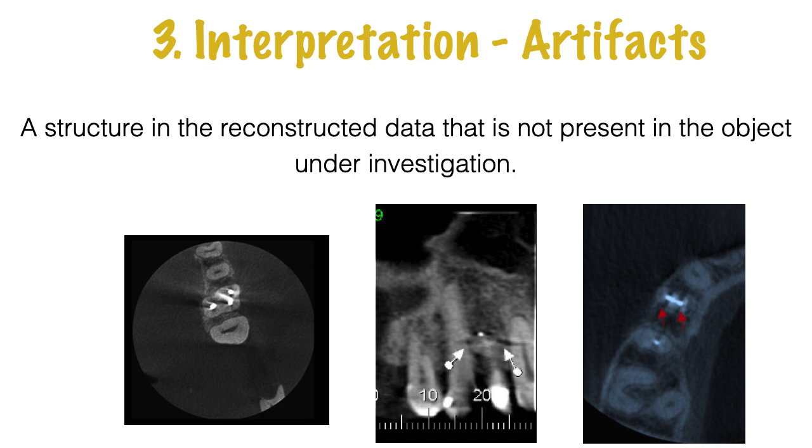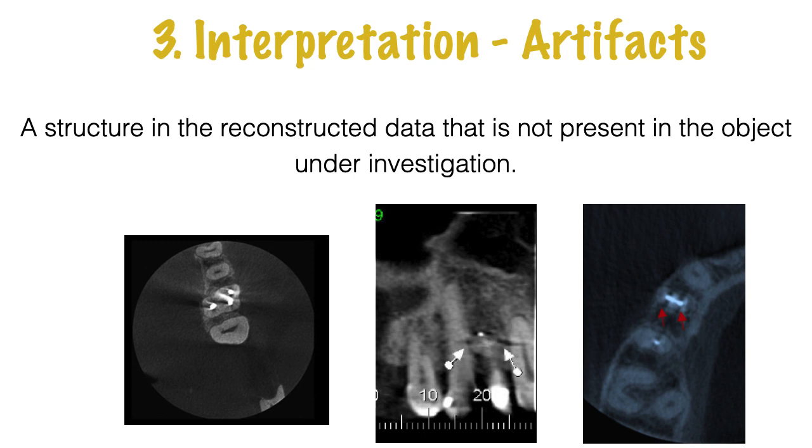When we're learning how to interpret these images, there are certain structures that we have to learn how to interpret, and one of them is artifacts. Artifact is a structure in the reconstructed data that's not present in the object under investigation.